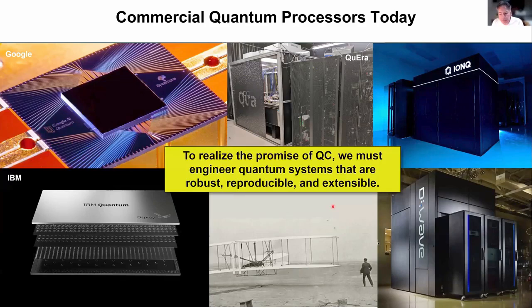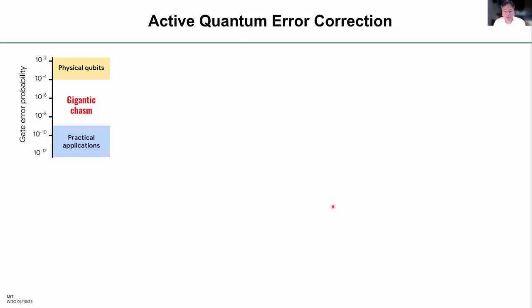So to realize the promise of quantum computers, we need to engineer systems that are robust, reproducible, and extensible. And in a sense, we need to make these quantum computers larger. Okay, so in order to do that, we need something called error correction. And let me just describe this at a high level. The physical qubits we have today, those are the qubits we've been talking about. Me and my colleagues and others, we've worked really hard to get the error rates down, 1 part in, say, 10 to the 4, right?